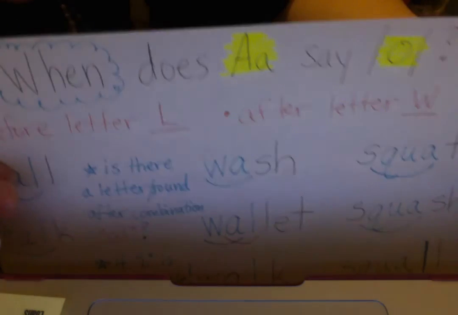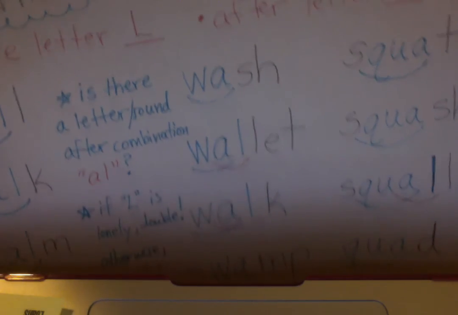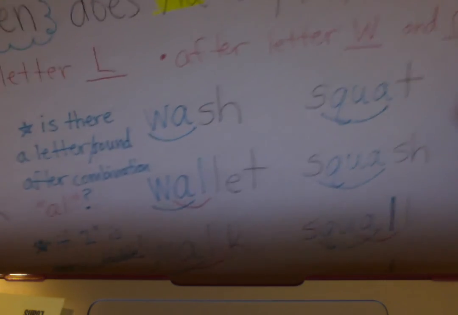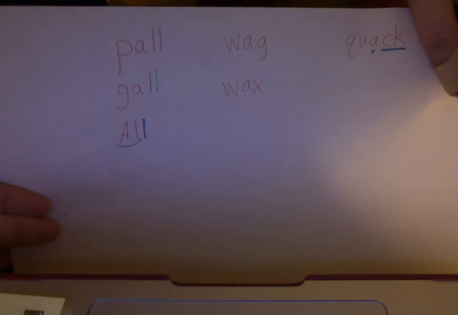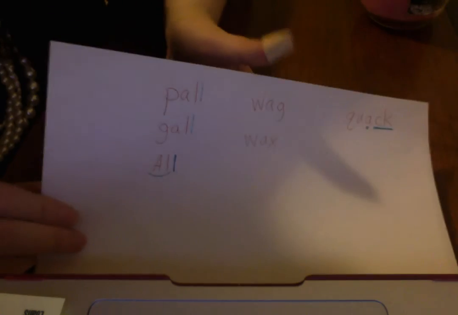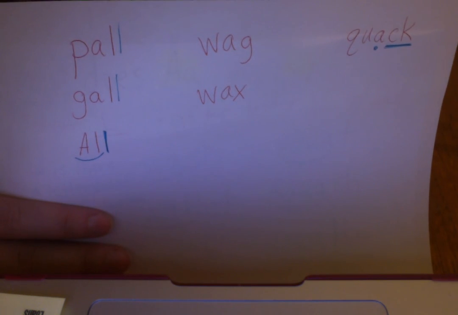I hope you enjoyed this video about when does A say ah. And I hope now you know and you can remember to ask yourselves these questions and be flexible. That's the most important thing, because sometimes words don't always work the way we learn and we have to be flexible. The most important part of a word to flex is the vowel. All right, I'll see you guys at school. Keep learning.